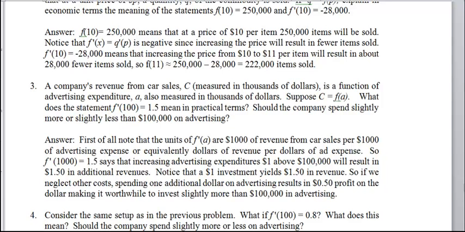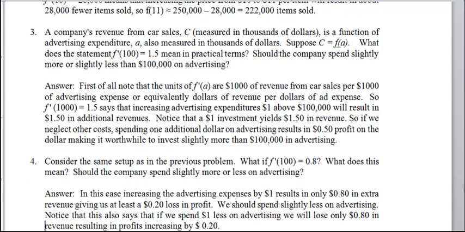What if I did exactly the same thing, but this time instead of f prime being 1.5, f prime is 0.8? Well, this time, increasing advertising expenses by $1 results in only an 80-cent increase in extra revenue, so that's a 20-cent decrease in profit. Not necessarily a loss, but a decrease in profit. So we should spend a little less on advertising.